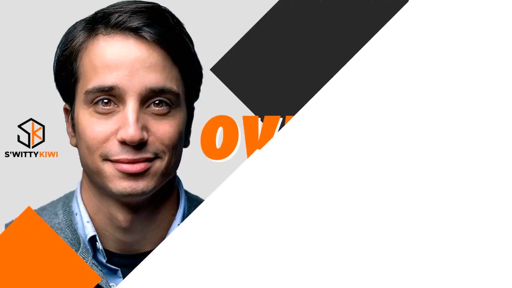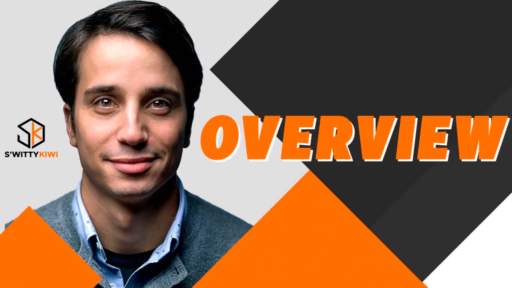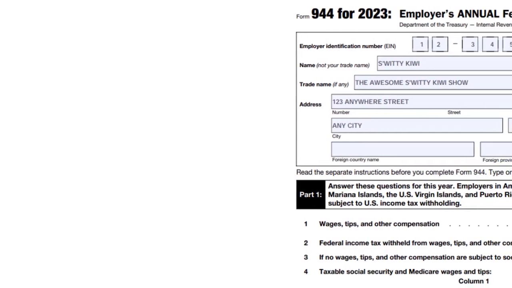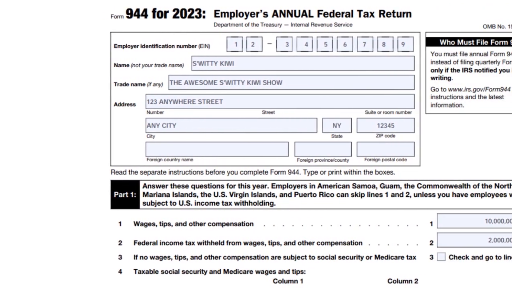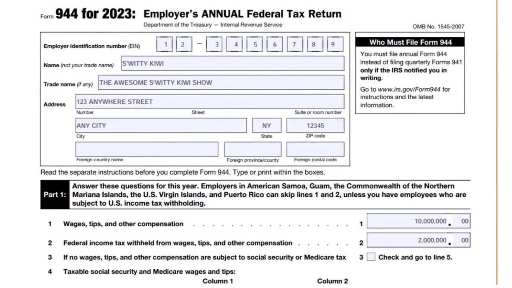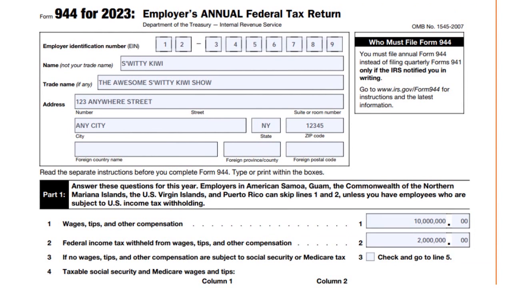Here's the overview I want you to pay attention to. So basically, on Form 944, you have to put your EIN, your employer identification number, and you have to put your name. Here we're speaking about your personal name, not your trade name. And also you have to put your trade name, if any, here. Then you have to put the address: the street, the city, the zip, the state, everything.